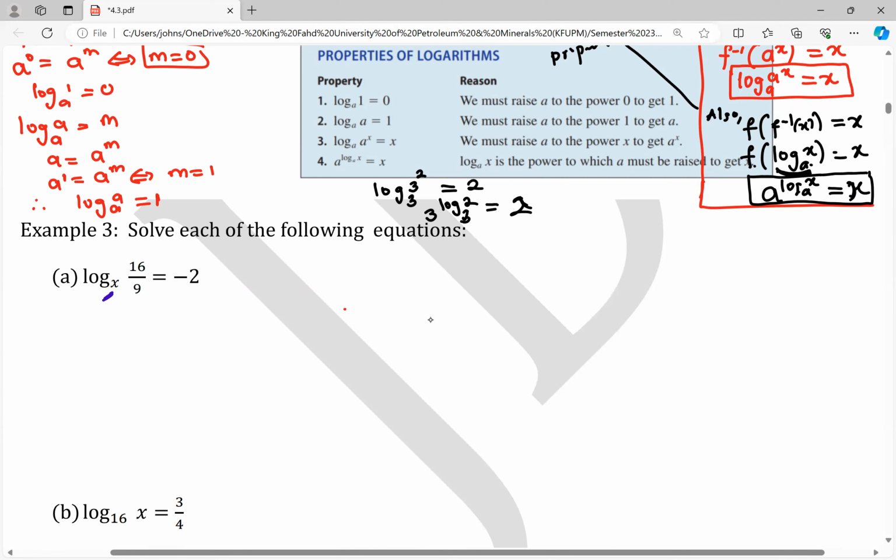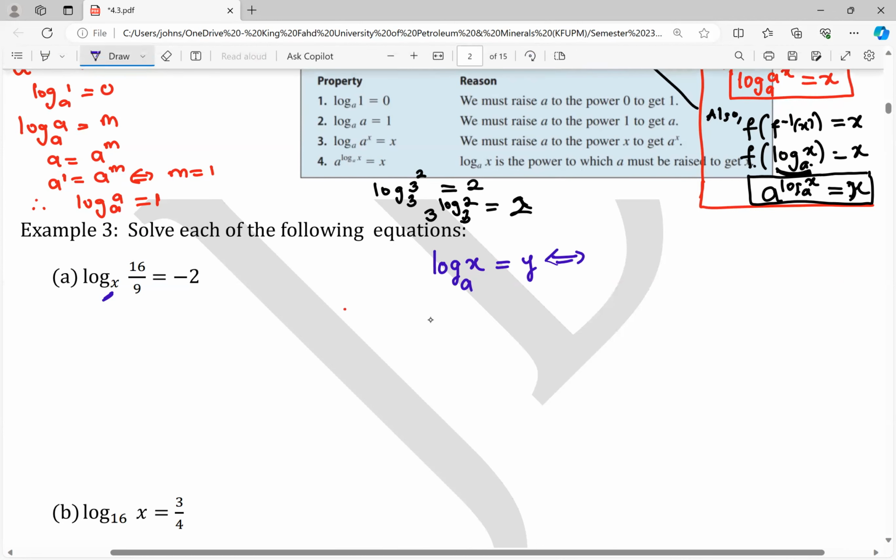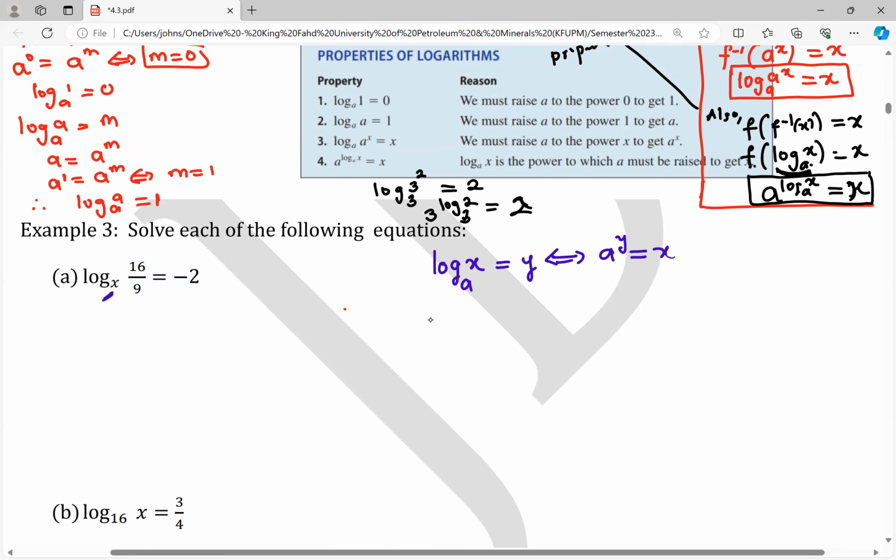We said if you have log to base a of x equals y, this simply means that a to power y will be equal to x. So this is basically what we'll be using here to find these values of x. So a to power y is equal to x, right?